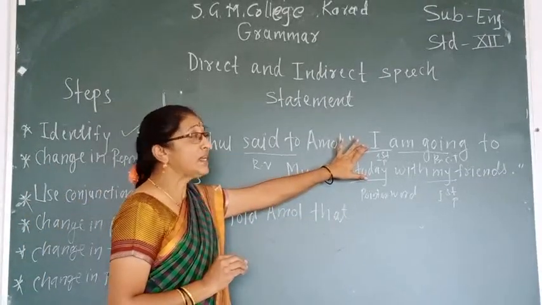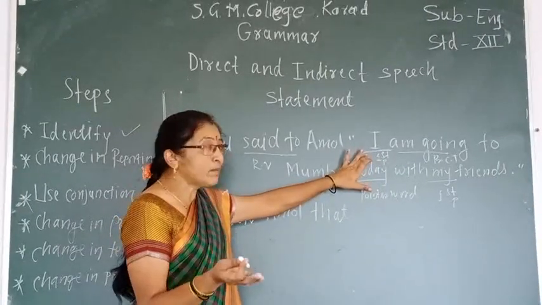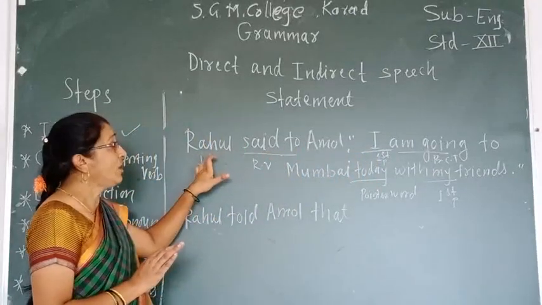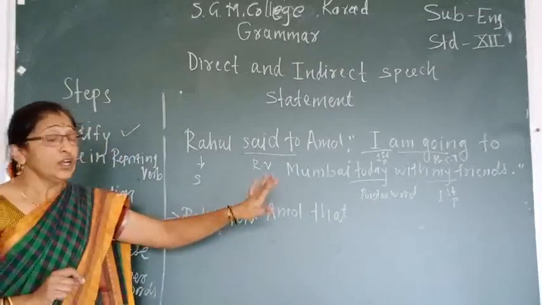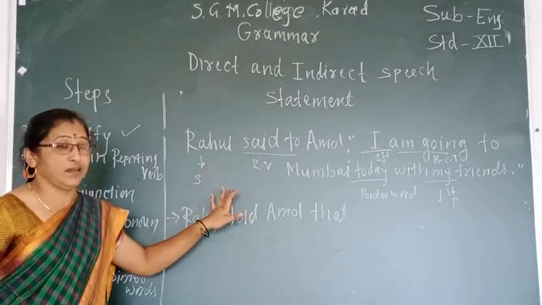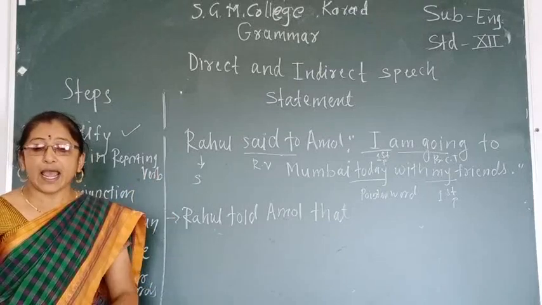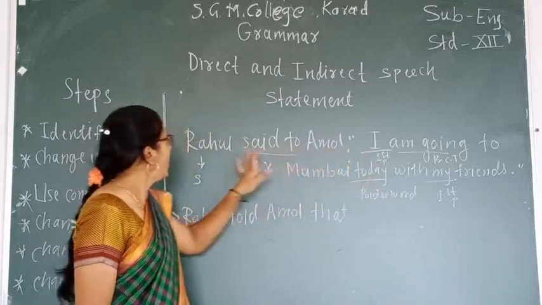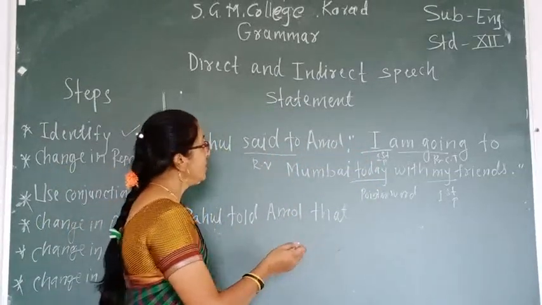The first person pronoun here is "I." This first person pronoun should become third person in indirect speech. "I" here is now used for Rahul. The pronouns are also changed as per the reporting person. Always remember, the pronouns are also changed as per the reporting person. "I" here is a first person pronoun for the subject Rahul, and it is now changed to third person.